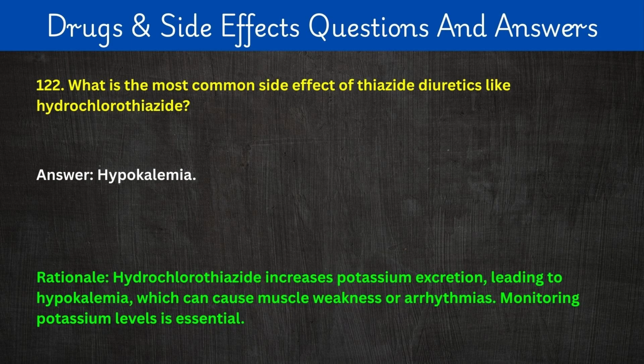122. What is the most common side effect of thiazide diuretics like hydrochlorothiazide? Answer: hypokalemia. Rationale: hydrochlorothiazide increases potassium excretion, leading to hypokalemia, which can cause muscle weakness or arrhythmias. Monitoring potassium levels is essential.